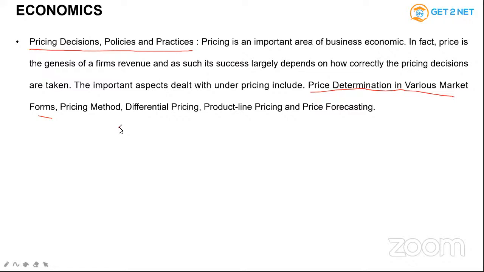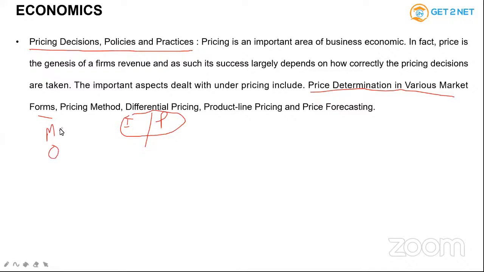Market is divided into two categories. One is imperfect and perfect, right? Okay, this is very, you can say, confusing. You might have heard about monopoly market, oligopoly market.